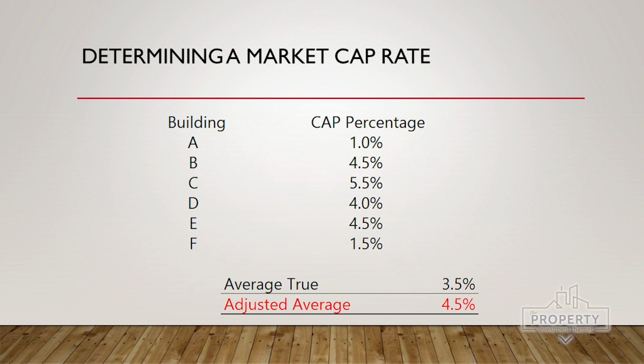Let's look at an example of how that works. Up on the screen, we've got 6 buildings that are similar to the one that we're trying to price that have sold recently. The cap rates were between 1% and 5.5%. They gave an average, a true average of 3.4%. But let's take a closer look. I'm seeing building A and I'm seeing building F that appear to be outliers. So I'm going to remove those for the average, and I'm going to come up with an adjusted average cap rate of 4.5%.